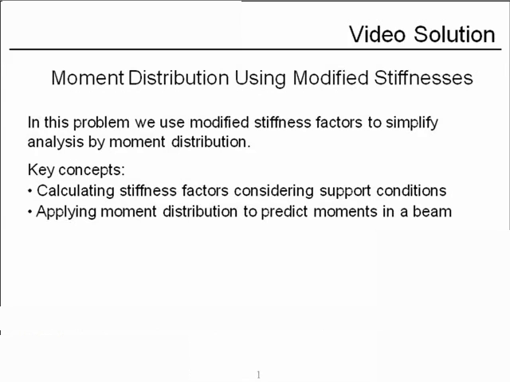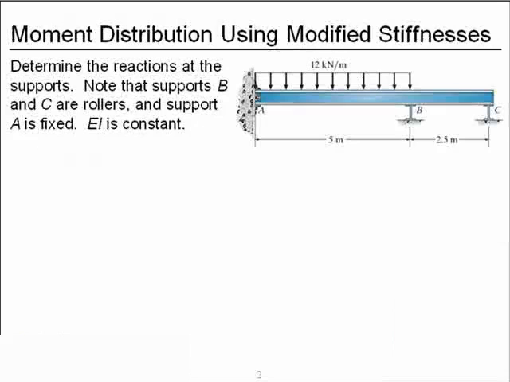And the key concepts we'll use are calculating stiffness factors considering support conditions and applying moment distribution to predict moments in a beam. And here's our structure. It's an indeterminate beam fixed at point A and roller supports at B and C. Moment of inertia and modulus of elasticity are constant along the length of the beam, and we're going to determine the reactions at the supports.